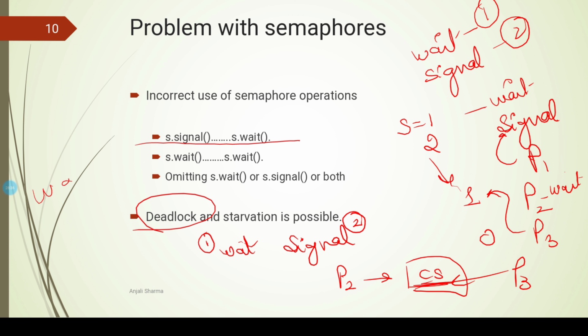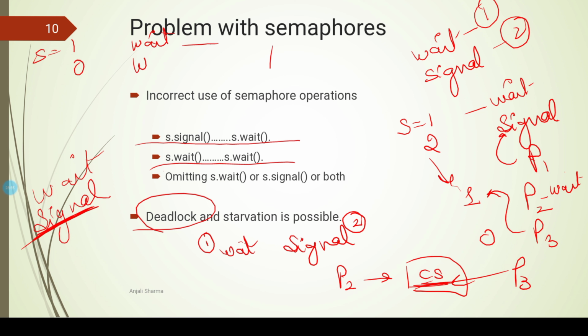Similarly, suppose we forgot to apply signal, and we perform two wait operations, right? So if S is equal to 1, a process comes and performs wait, the value becomes 0, another process will come, right? The process P1 will get into the critical section, process P2 comes, and it also performs the wait operation, then the value becomes -1.